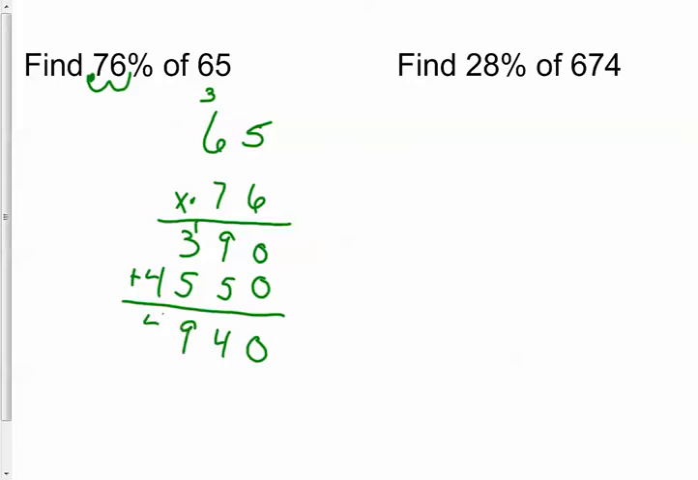9, 4, and then there are 2 decimal places in my original problem. So there's got to be 2 in my answer. So my answer is 49.40, or 49 and 40 hundredths. So 49.4 is 76% of 65.